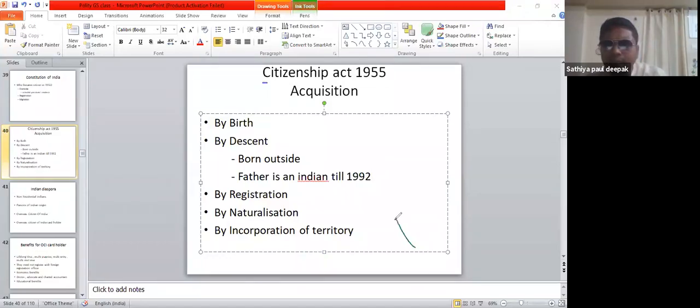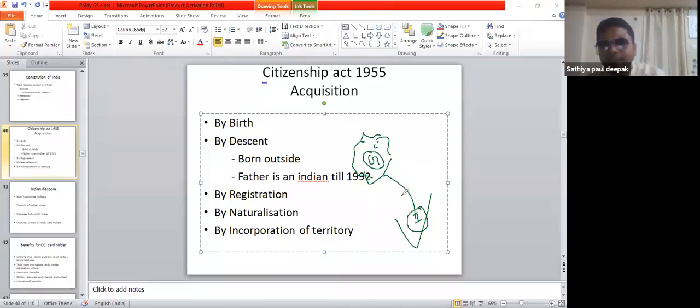Suppose in India, there is a woman, I. She travels to Germany, and in Germany, a child C is born. Now the child is born outside India. Whether it can get citizenship, they will say, who is the father? The father is a German. Only the mother is an Indian. So till 1992, in such cases, the child will not receive Indian citizenship.